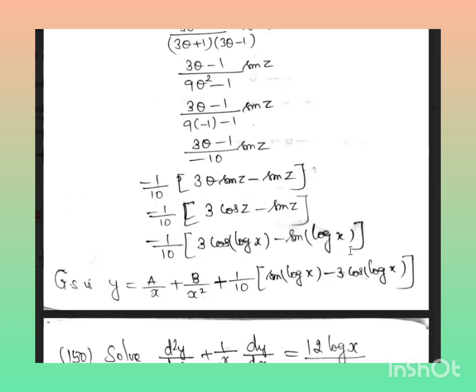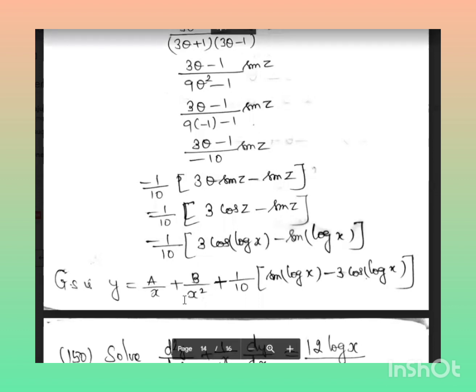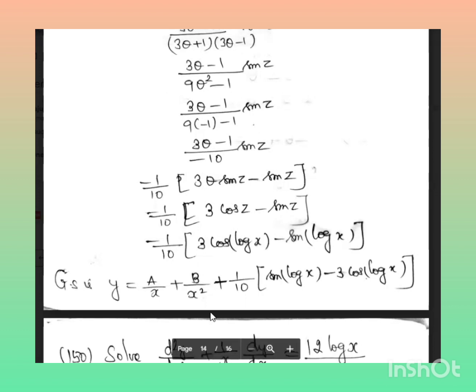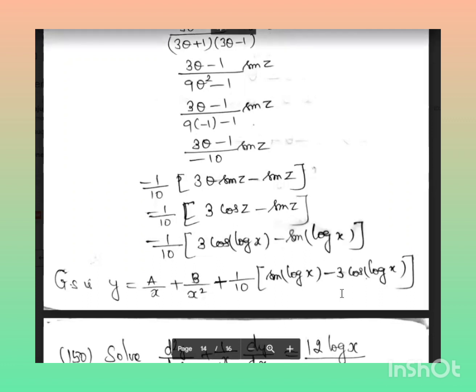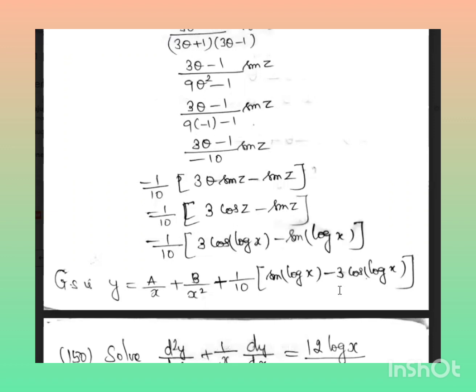From the points we already studied, x is equal to e power z, z is equal to log x. So instead of z, you have to substitute log x. So this is a particular integral. The general solution is y is equal to A by x plus B by x square plus 1 by 10 into sine of log x minus 3 cos of log x. So this is the answer.